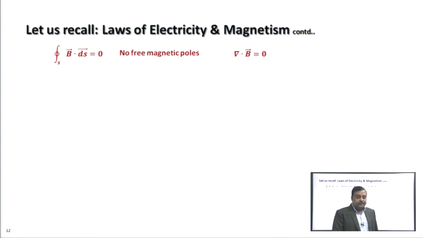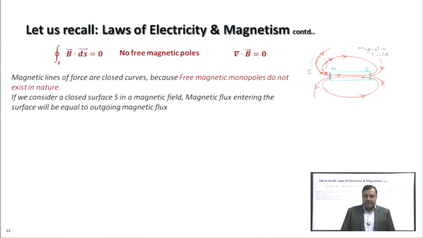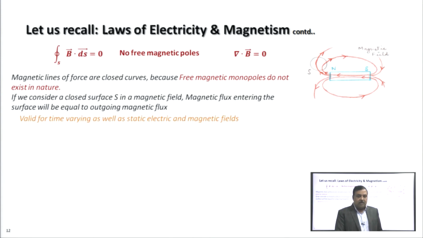The third law is surface integral B dot ds equal to 0. Here the surface integral is evaluated over a closed surface. If we integrate the magnetic field over a closed surface, then it is always 0. Why? This is because magnetic field lines are closed curves, they do not have sources and sinks. Free magnetic poles do not exist in nature. So, this law is also valid for time varying as well as static case.